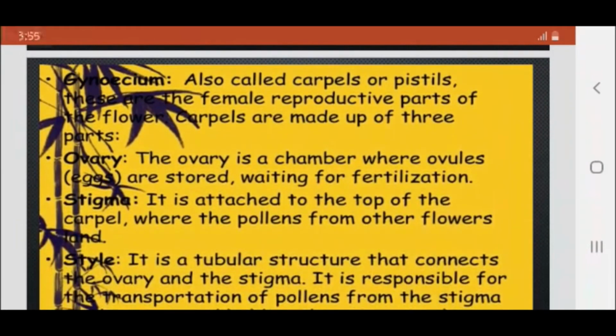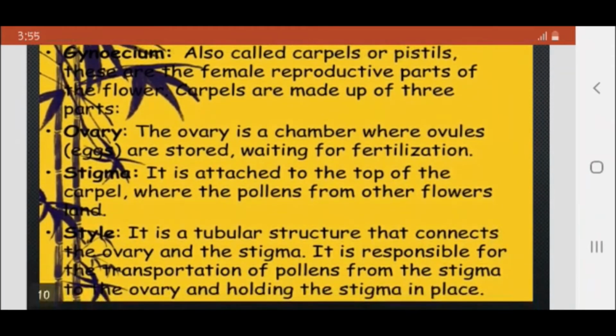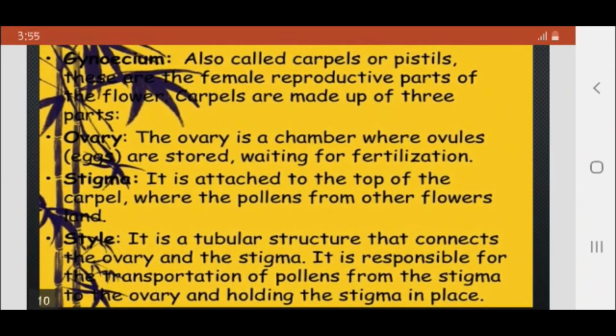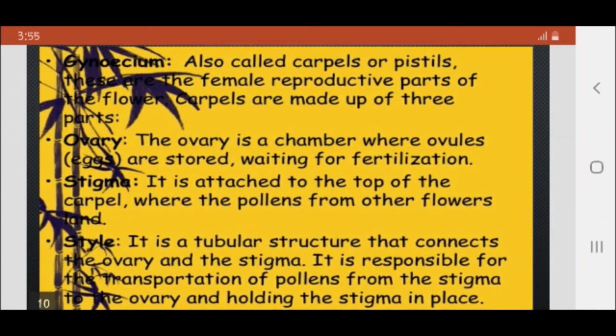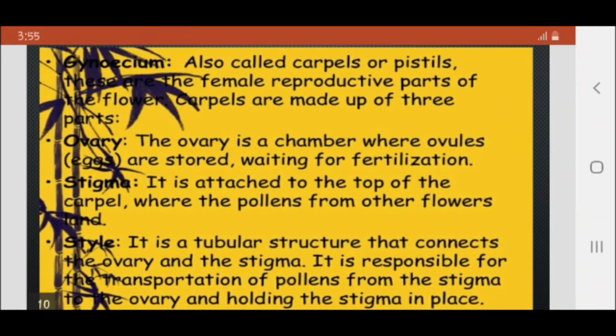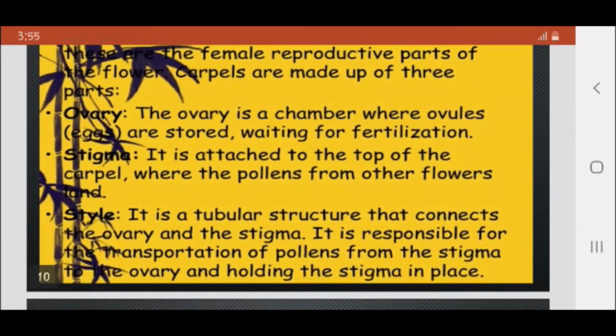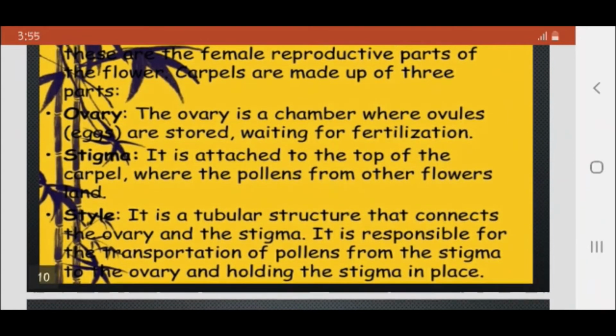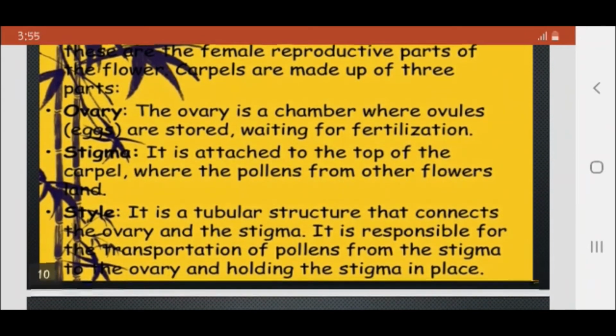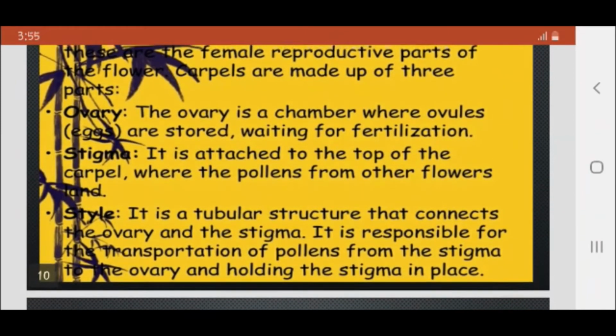Gynoecium is also known as carpel or pistil. It is the female reproductive part of the flower, and carpel are made up of three further parts, that is ovary, stigma, and style. Ovary is the chamber where ovules or egg are stored waiting for fertilization. Stigma is attached to the top of the carpel where the pollen from other flower lands. And style is a tubular structure that connects the ovary and the stigma. It is responsible for the transportation of pollen from the stigma to the ovary and holding the stigma in place.